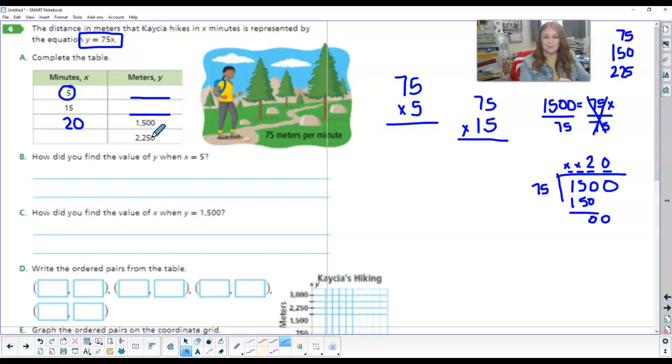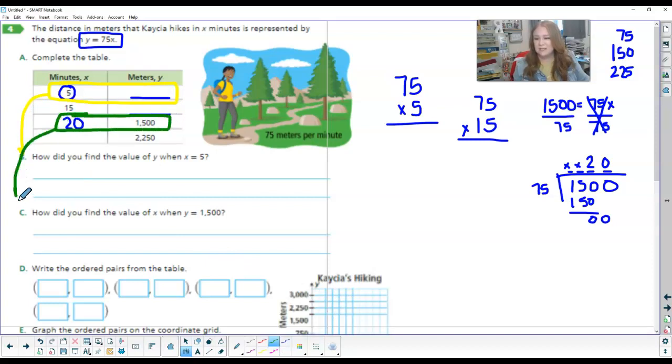So see if you can do this one. We're doing backwards. So when we know X, we're going to multiply. When we want to go backwards on our table, the opposite of multiply is divide. So finish filling out your table here. Explain how you found this one here, for B. And then it asks you to explain how you found this one for C.